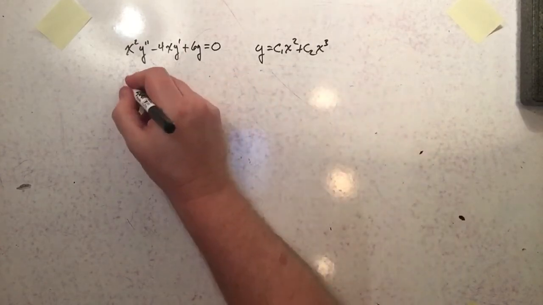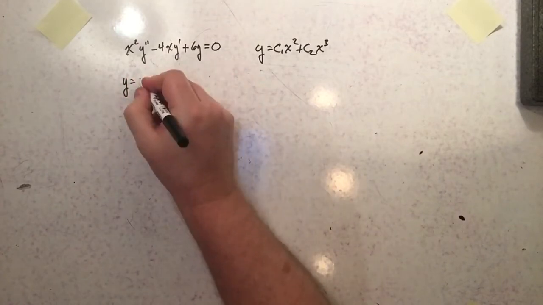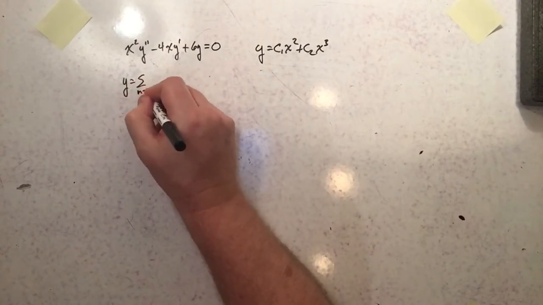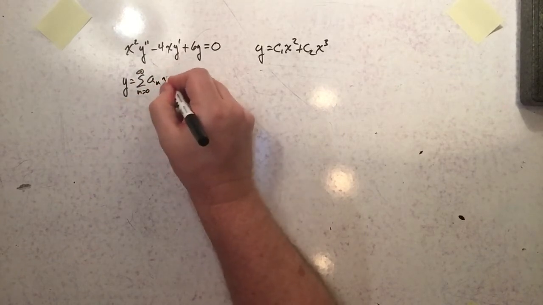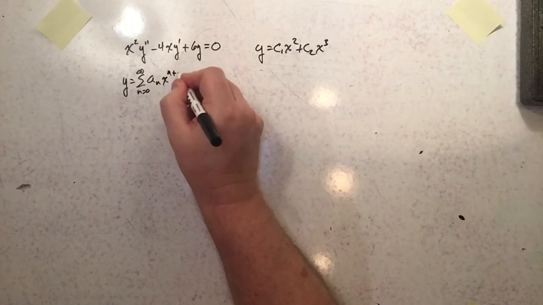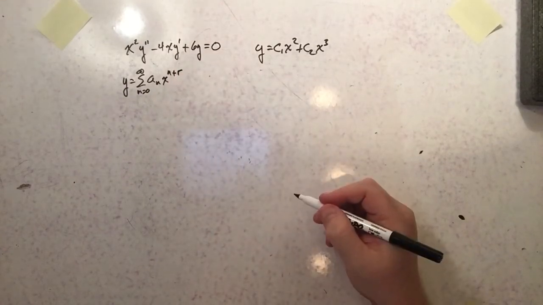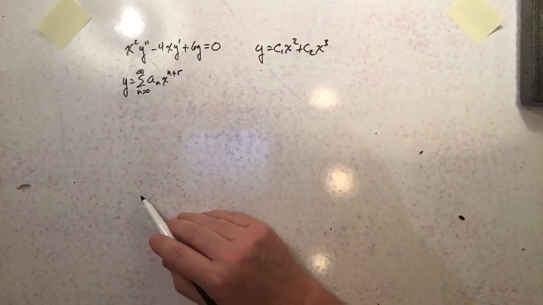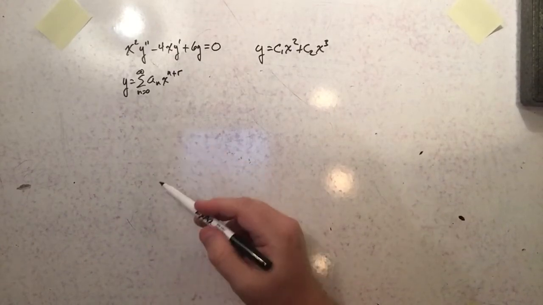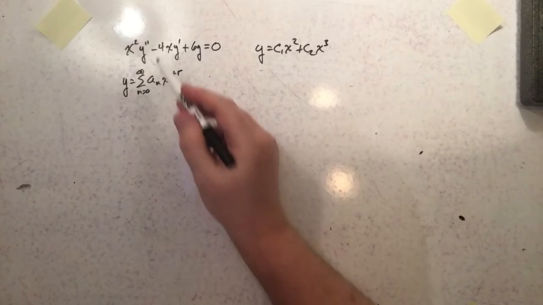So instead of our guess being the standard power series, summation n equals 0 to infinity of a n x to the n, we're just going to add on a power of r. So in essence, we're multiplying the summation by x to the r. And that sort of substitutes for our x to the m that we used as a solution to this before.